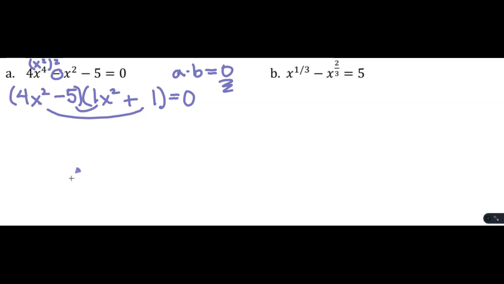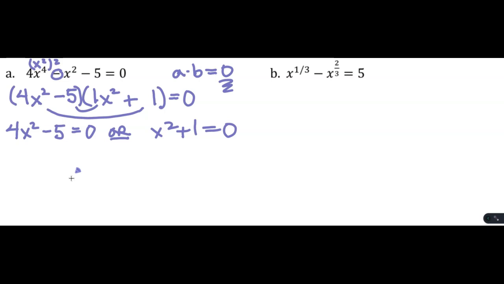Since we have this equals 0 business, we can go back to that zero product property and say, okay, well then the only way this is possible is if the 4x squared minus 5 was equal to 0, or if the x squared plus 1 was equal to 0. And those give us two simpler equations. We now have two quadratic equations, which is hopefully very much in our comfort zone right now.